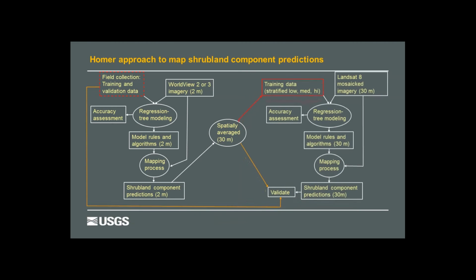But just to give you an idea of what else they do with their data, they take that spatially averaged data and they use it as training data to further develop shrubland component predictions at 30 meters. They also use the validation data that they pick up in the field at 30 meters to field validate their shrubland 30-meter component predictions, and they also do a cross-validation with the WorldView 2 and 3 imagery that they've spatially averaged up to 30 meters.